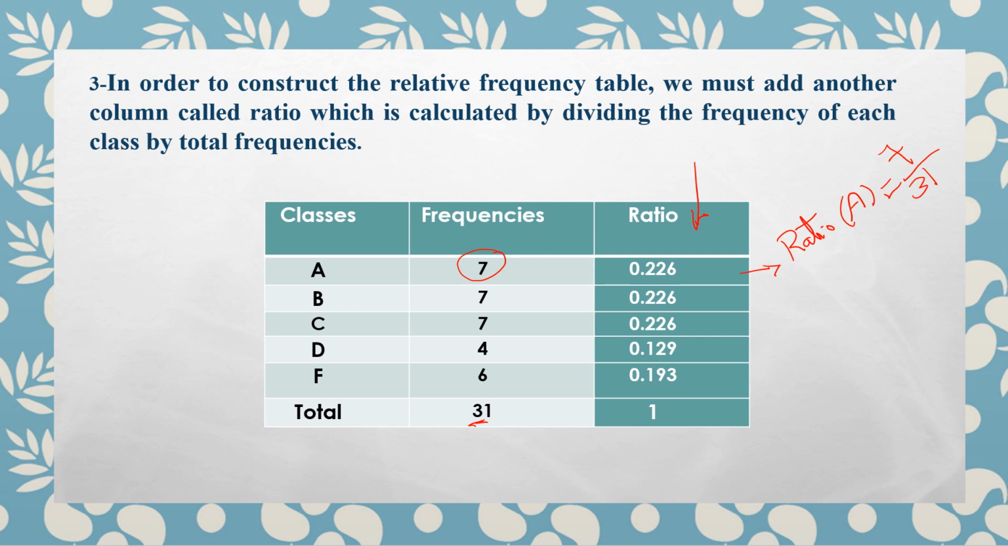0.226. And we will repeat this method again for each class till the end of the classes, and the total of the ratios should be 1. Okay, and this frequency table is called a ratio frequency table.